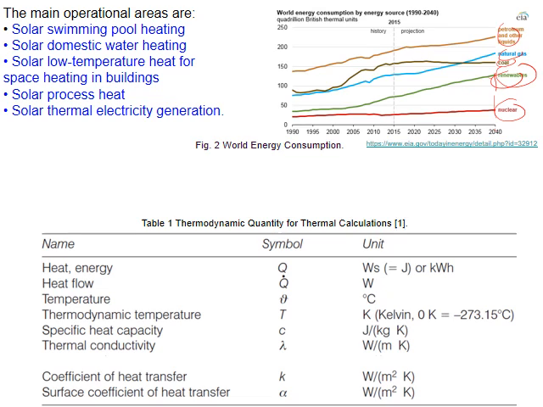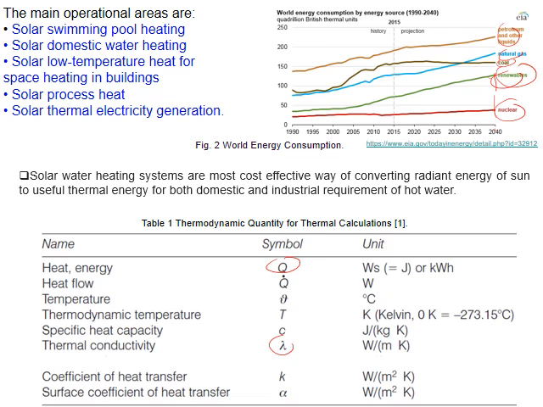Now the heat captured could be used to heat a swimming pool, domestic water, low temperature heat for space heating, building processes, electricity generation, and many applications. Before we start talking about these applications and their design, technical aspects, and economical aspects, I just want to let you know we are going to deal with thermodynamic quantities. So heat, which is usually represented by Q, and heat flow. Then these are the constants. As you can see, we name them. You see we always use lambda, but for different parameters.